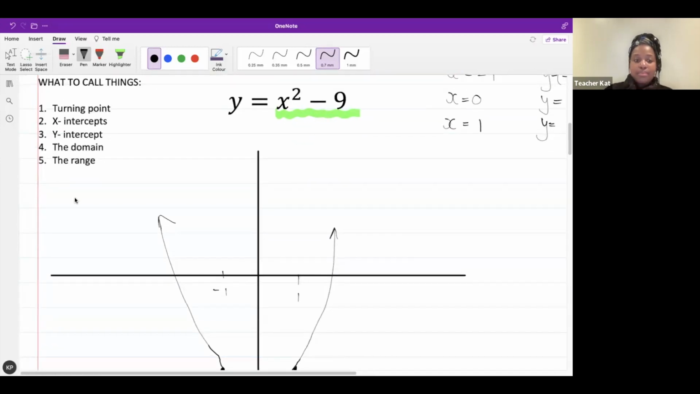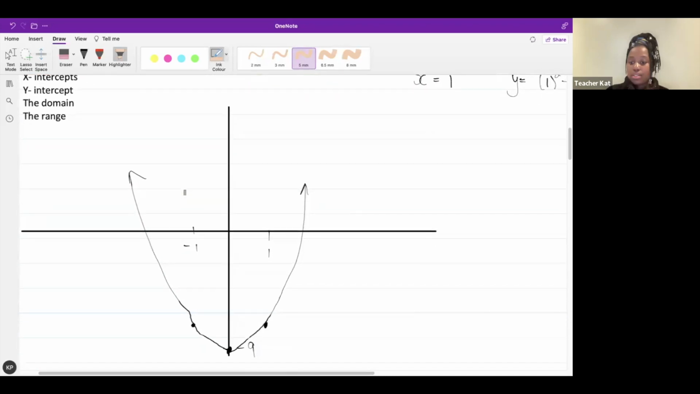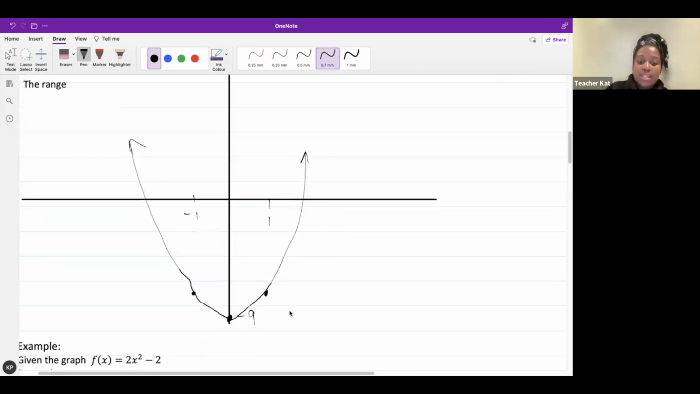Now, let's talk about this terminology. Firstly is my turning point. What is a turning point, my lovelies? It is Q, but let's say we're speaking about the graph. The current graph. Let's say you don't have the equation. Then my point is -9. It is the point where my graph turns.